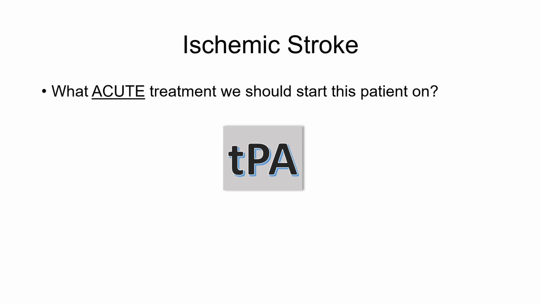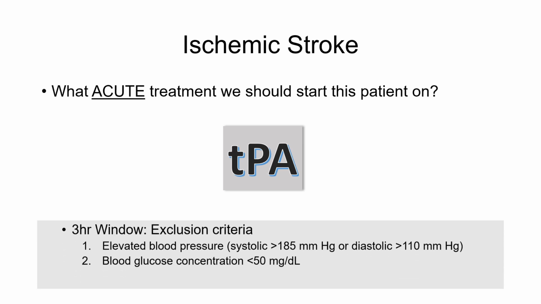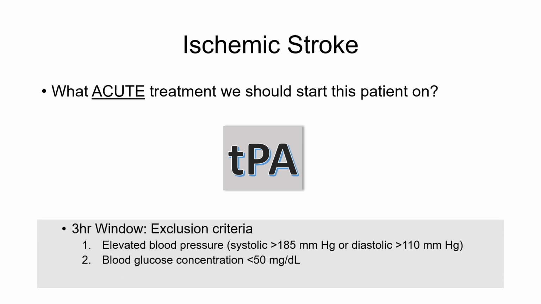Are they taking any medications for anticoagulation, such as warfarin or possibly NOACs? There are some exclusion criteria that are correctable, things like hypertension and hypoglycemia. Hypoglycemia is a common stroke mimic, so if found, meaning a blood glucose of less than 50, this should be corrected rapidly and the patient should be evaluated for neurological change.